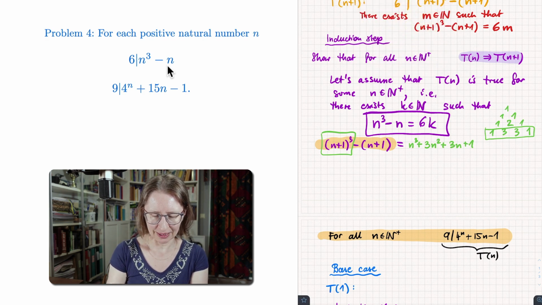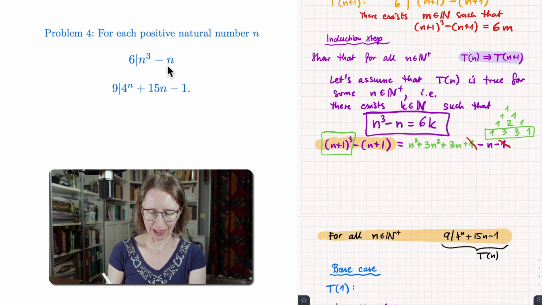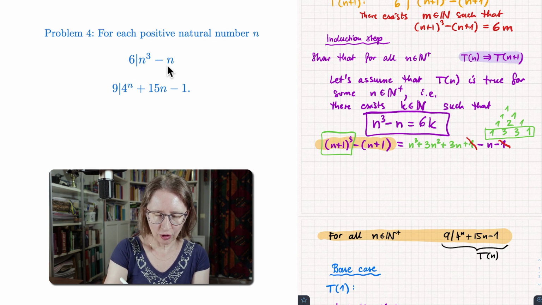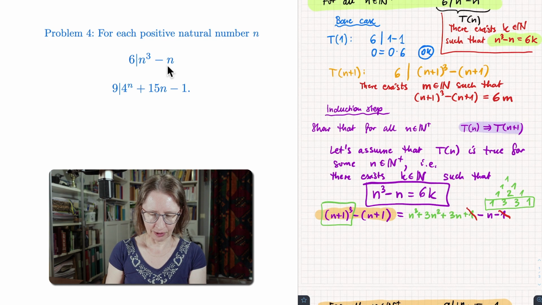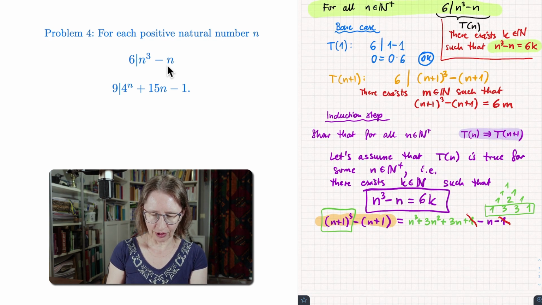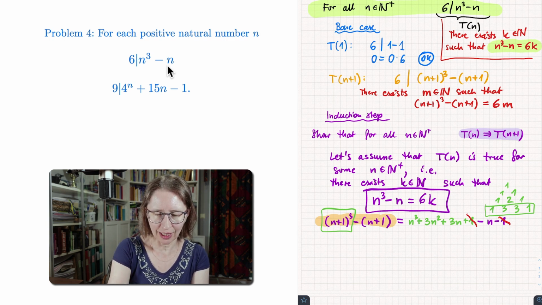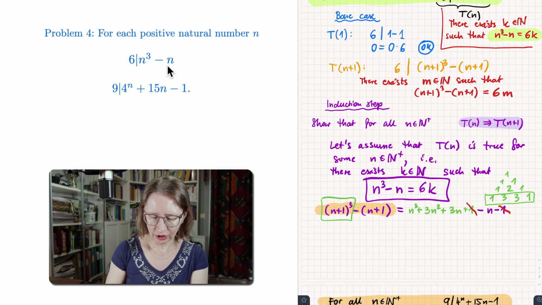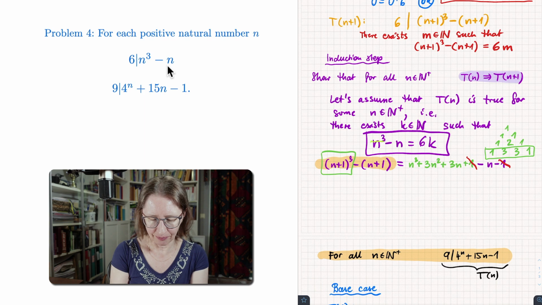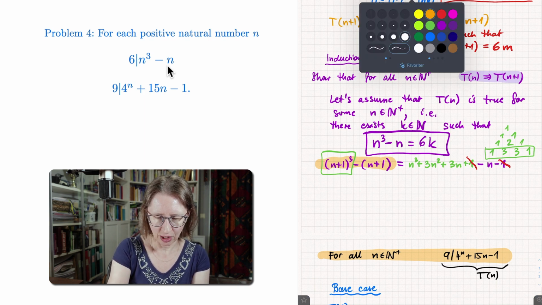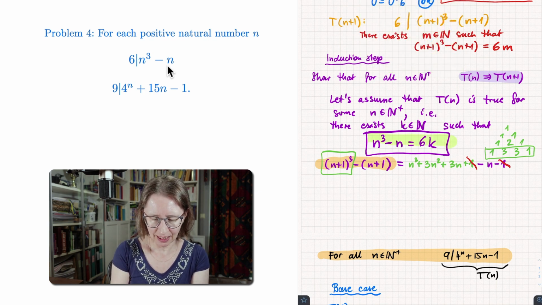Okay, and from this we have to subtract (n+1). So it will be minus n and minus 1, right, if we skip this parenthesis. And now we see that we have some cancellation, 1 minus 1. And we know from the induction assumption that T(n) is true for our n. So what number is divisible by 6? n^3 minus n. You see that we have n^3 here and minus n here.